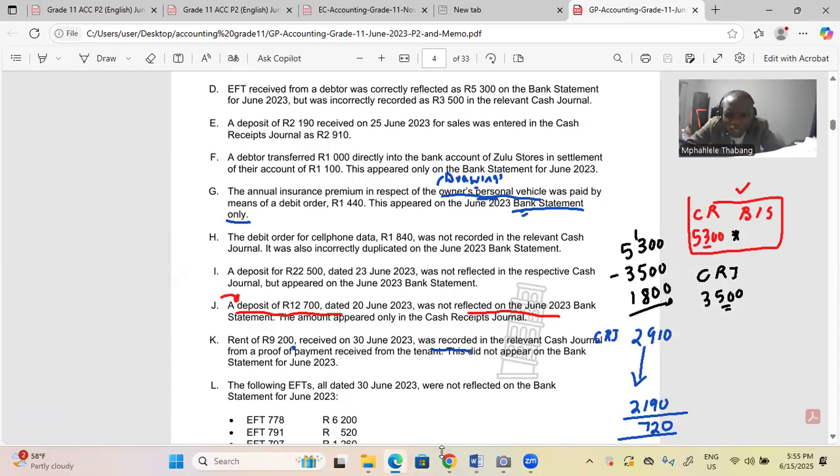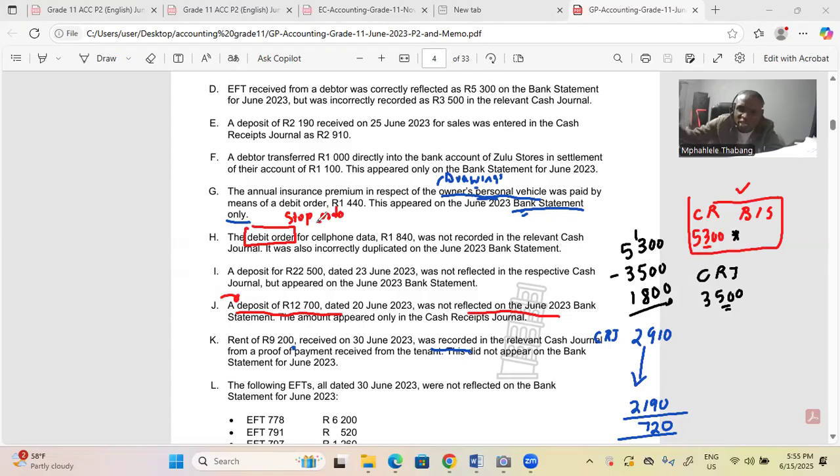So adjustment number H. A debit order for a cell phone data. There is an interesting word here, debit order. Accounting students, we need to know what is a debit order, and we also need to know what is a stop order. We must be able to define these two.